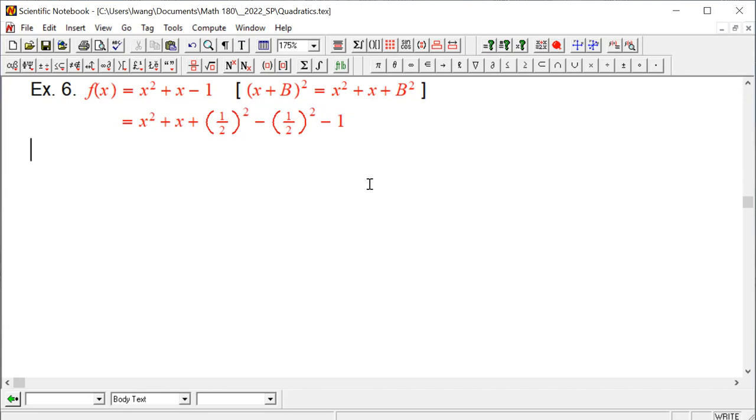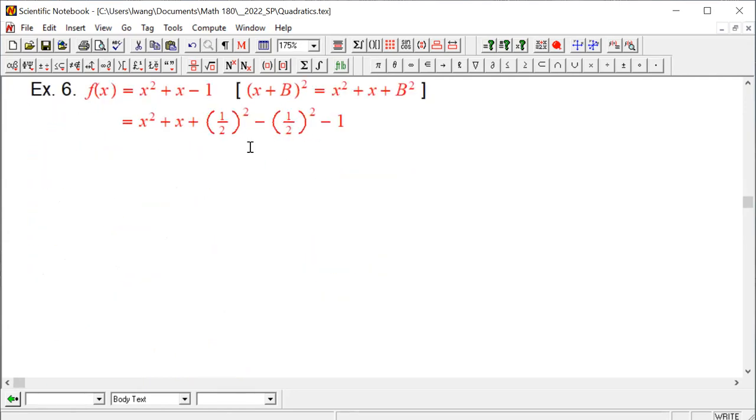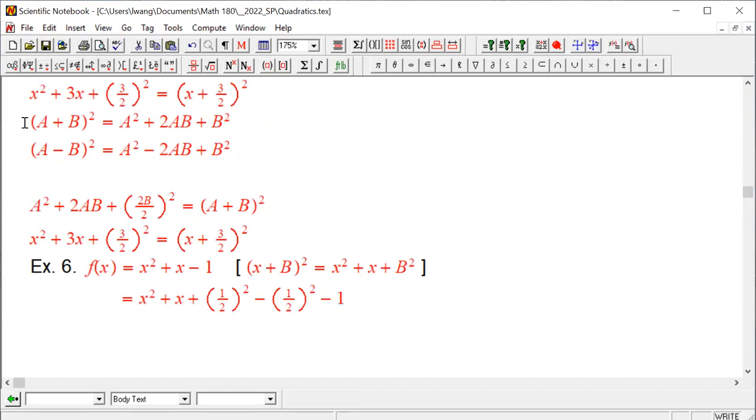So that pattern we observed from the familiarity, right? We take the number before x, divided by 2, and then square it. We found the b and the b squared. Okay, that pattern still works. The ultimate source is these two formulas.